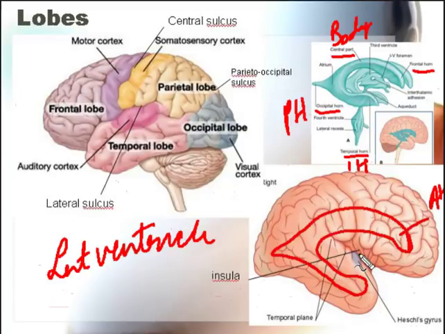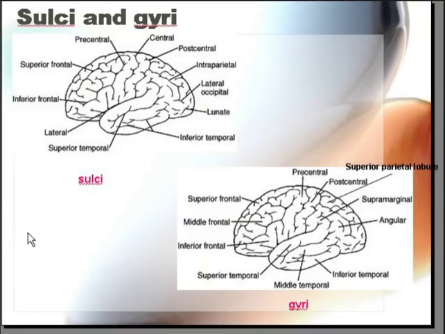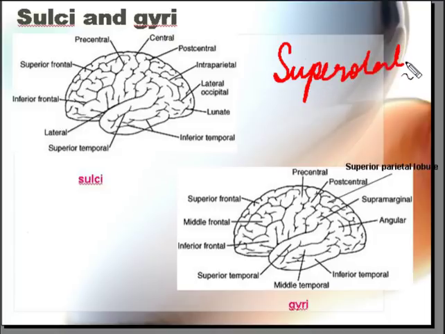Let's now look at the important sulci and gyri which have been described in your notes. So here we are looking at the sulci and gyri present on the supralateral surface. So I'm going to use your notes. So let's look at the frontal lobe.